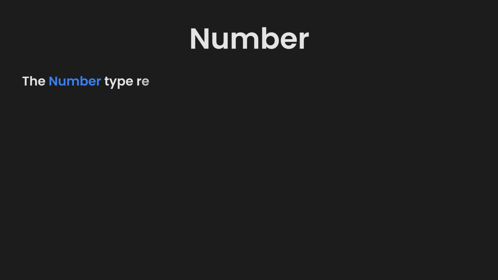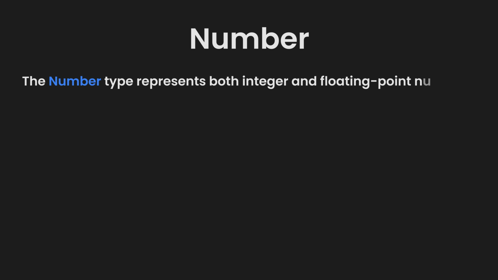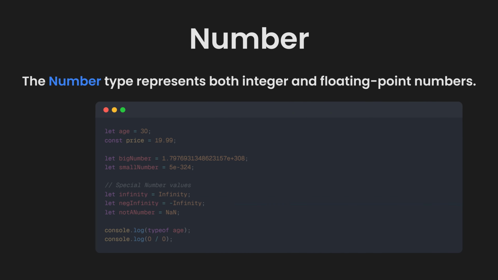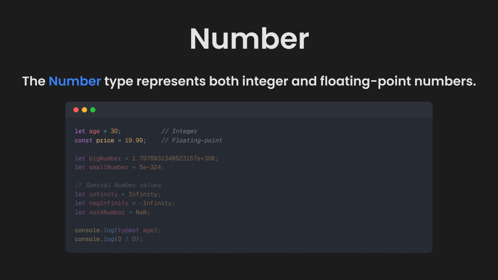Next up, the number type. The number type represents both integer and floating point numbers. You can declare numbers as simple integers, like age being 30, or floating point values like price at 19.99. JavaScript's number type has a specific range. For very large or very small numbers, you can use Number.MAX_VALUE or Number.MIN_VALUE respectively. Here, bigNumber shows a large number, and smallNumber a small one.